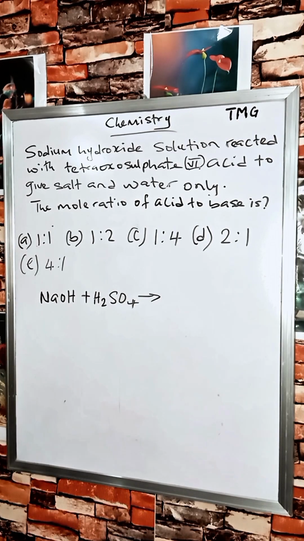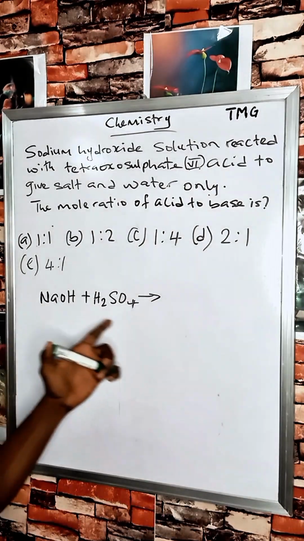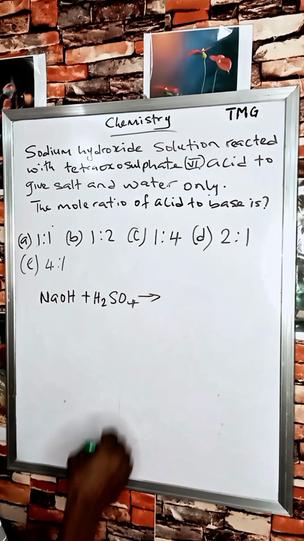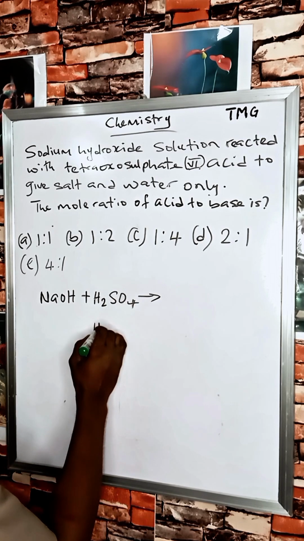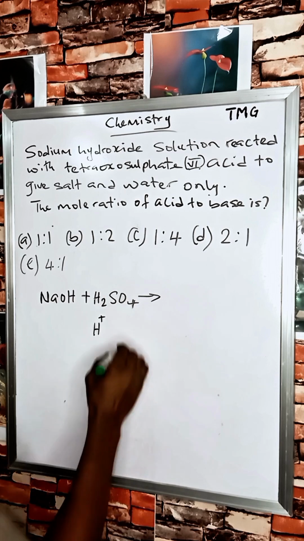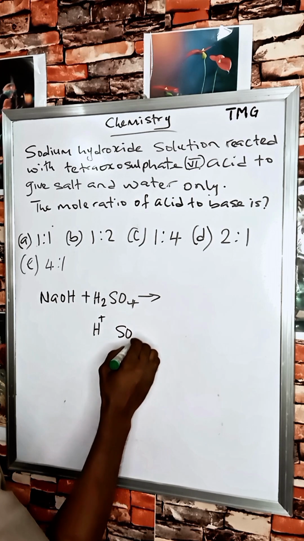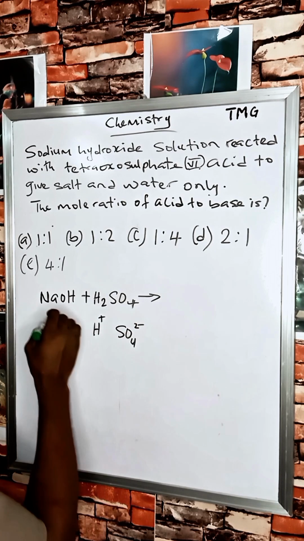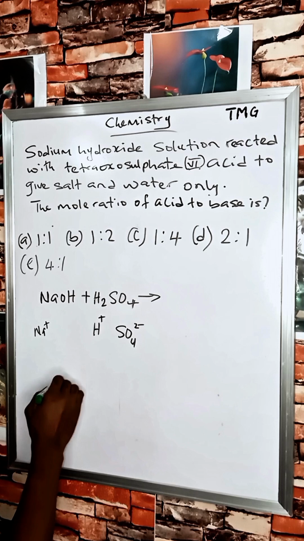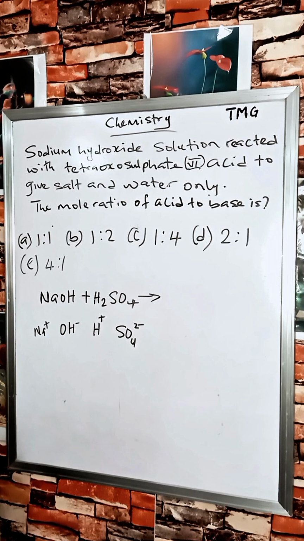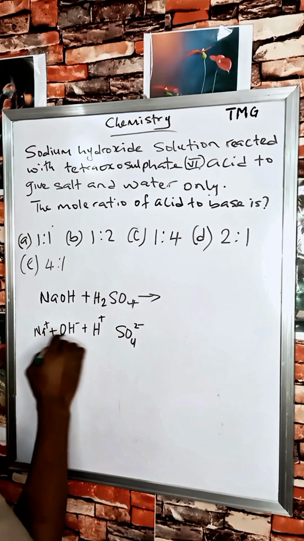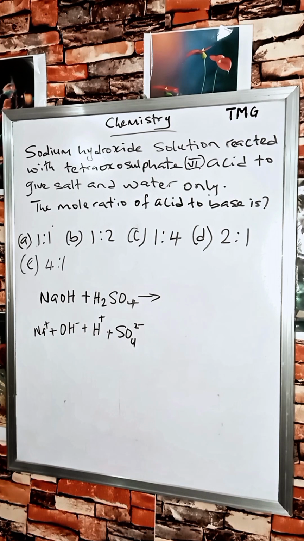So for us to form our salt, we're going to split this particular compound to show their reaction. So now this is hydrogen, H plus, this is SO4 2 minus, and this is Na plus, and this is OH minus. So if you're able to do this, then you've solved this question completely.